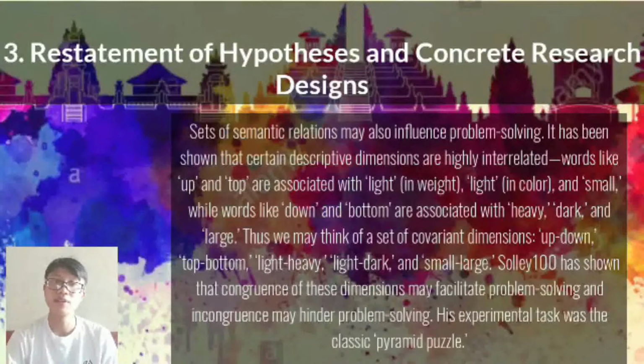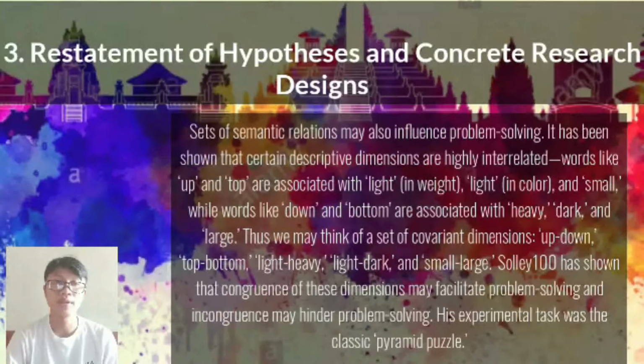It has been shown that certain descriptive dimensions are highly interrelated. Words like up and top are associated with light in weight, light in color, and small, while words like down and bottom are associated with heavy, dark, and large. Thus, we may think of a set of covariant dimensions: up, down, top, bottom, light, heavy, dark, and small, large. Maier has shown that congruence of these dimensions may facilitate problem solving and incongruence may hinder problem solving.